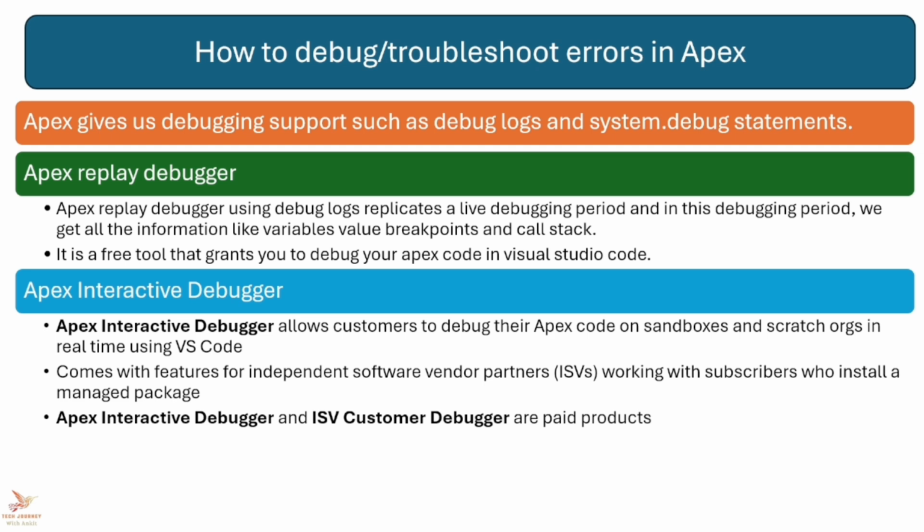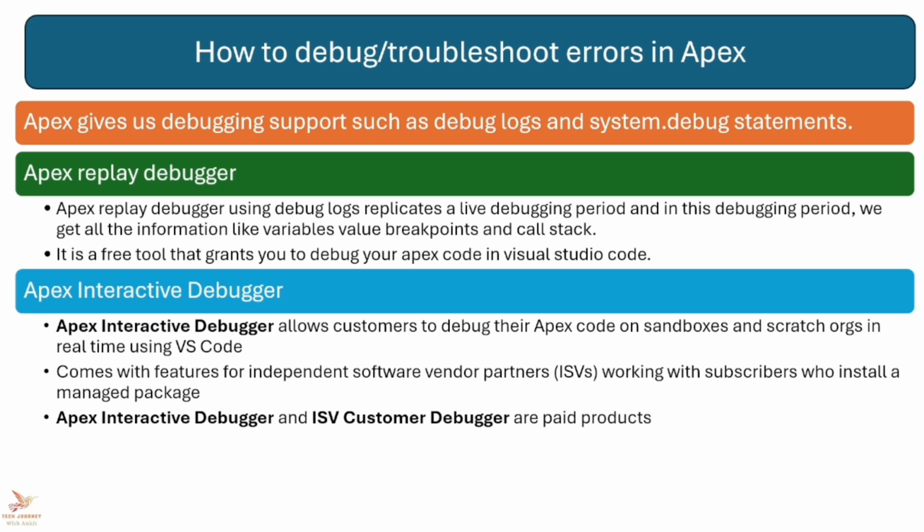Another tool offered by Salesforce is the Apex Interactive Debugger. This tool basically allows customers to debug their Apex code on sandboxes and scratch orgs in real time. In the previous one, the Replay Debugger, we are replaying the old debug logs, but here we are debugging in real time. However, this tool is a paid tool, and moreover, it comes with the feature of independent software vendor partners working with subscribers only. It works only for the ISVs who install a managed package, and as I said, it's a paid tool offered by Salesforce.